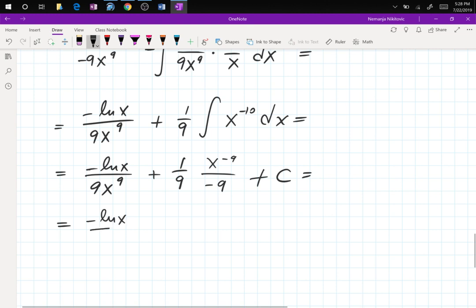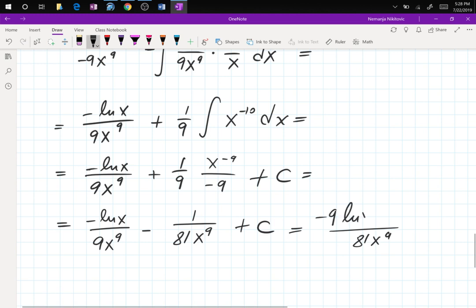Negative ln x divided by 9x to the 9. And now we have minus 1 over 81 x to the 9 plus c. Now we can still do better because we have a common denominator here of 81 x to the 9. So 81 x to the 9, we need to multiply by 9. So negative 9 ln x minus 1 plus c.